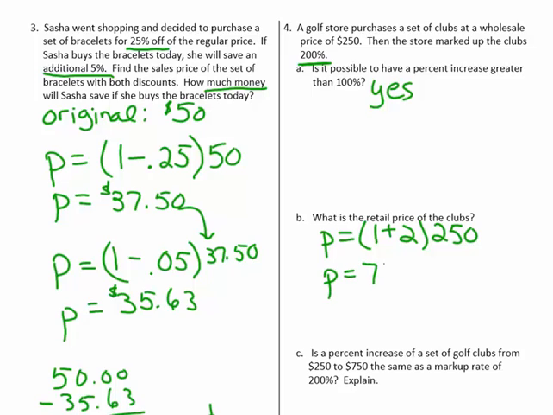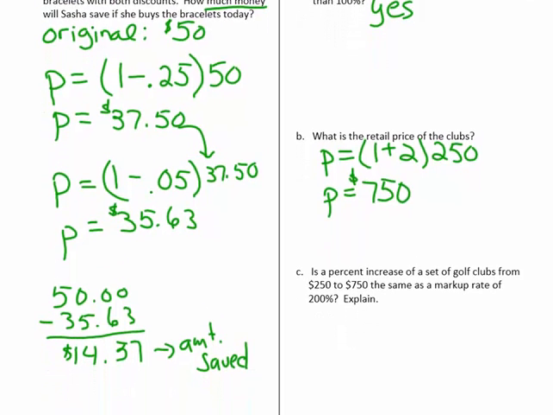So this markup more than doubled the price. It's actually 3 times what the price is. So $750. Is a percent increase of a set of golf clubs from $250 to $750 the same as a markup rate of 200%? Yes, we just figured that out. It's right there.